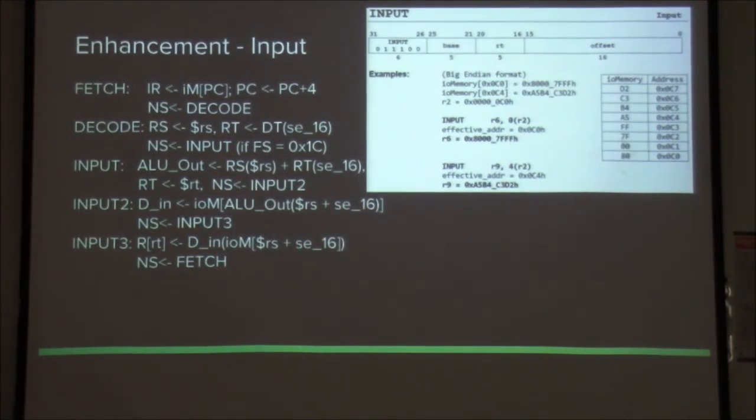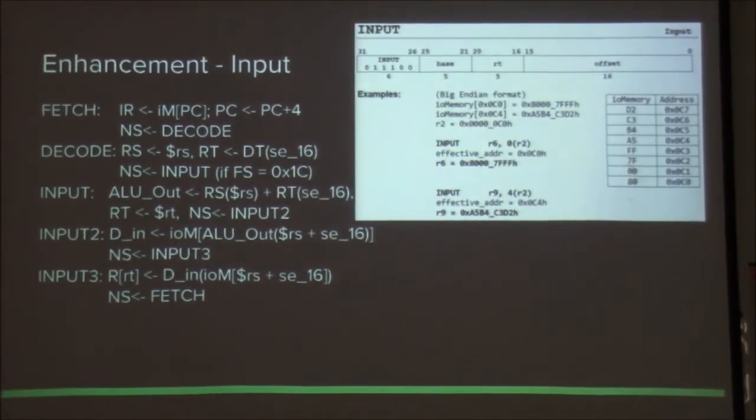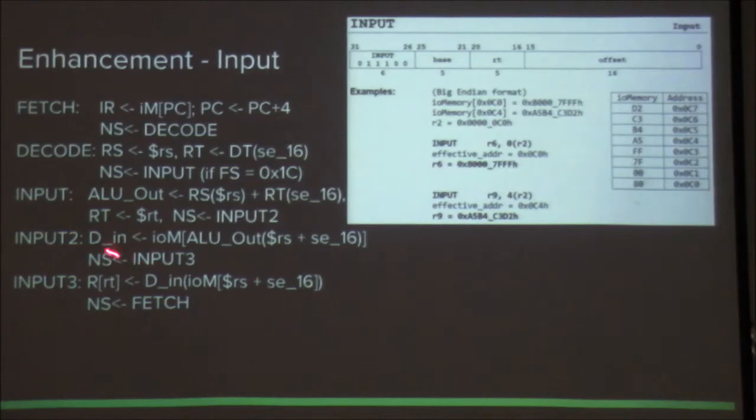And this is another enhancement, the input instruction for the I/O memory modules. It's basically the same steps as a load word, but we would utilize the I/O memory module. We just fetch the instruction, decode, and then we would calculate the effective address of the I/O memory module, and then we would store the data from the I/O memory module to DN, and then we would finally write it to the register right here.